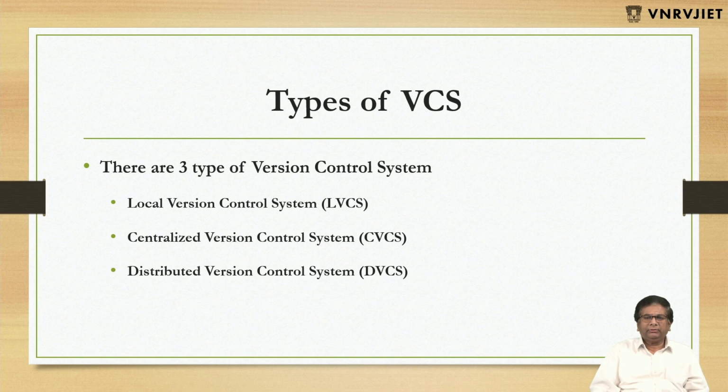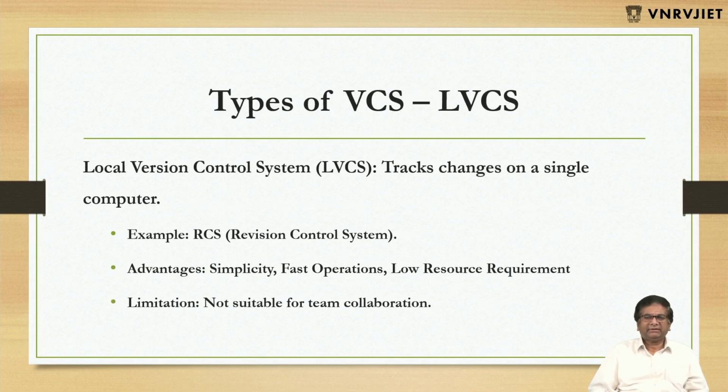Well, if you want to classify them into types, a version control system can be classified into three types. One is local version control systems. Second, centralized version control system. Third, distributed version control system. So, local version control system is abbreviated as LVCS. Centralized is abbreviated as CVCS, and distributed is abbreviated as DVCS. Let's get to each one of those version control systems.